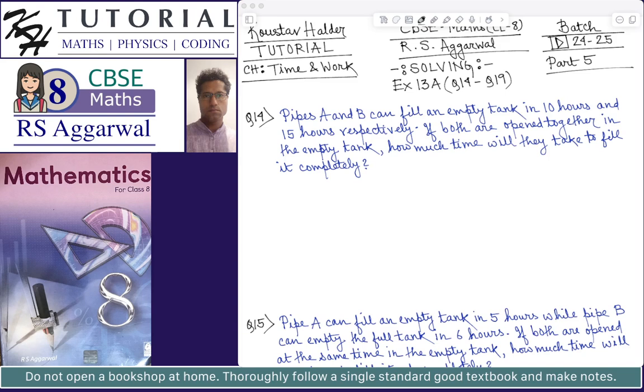So we know that pipe A alone can fill an empty tank in 10 hours, and pipe B alone can fill an empty tank in 15 hours. So we know that the work done. So this is the standard way of solving the problems. So eventually the question is how much time will they take to fill it completely. So both the taps are open, so they are working together.